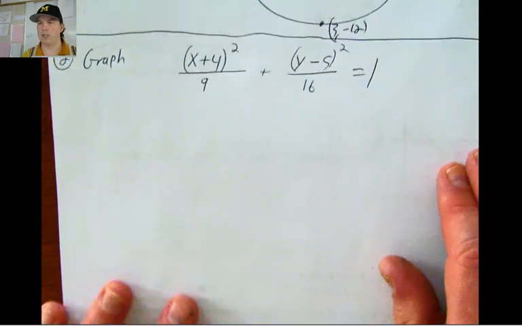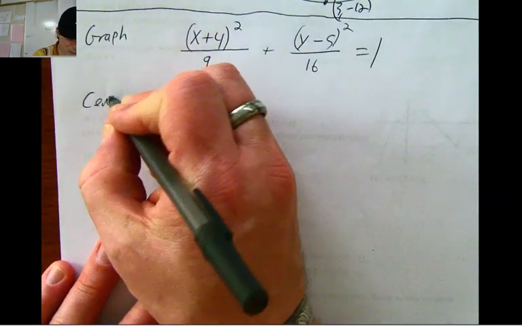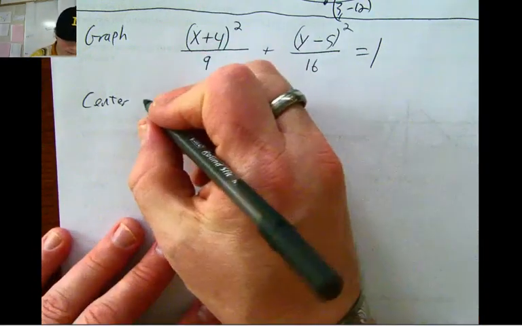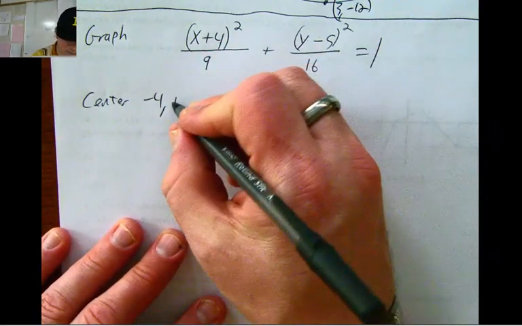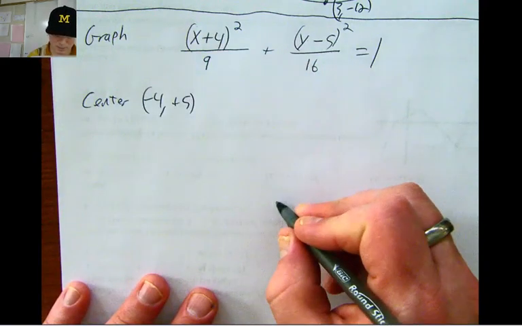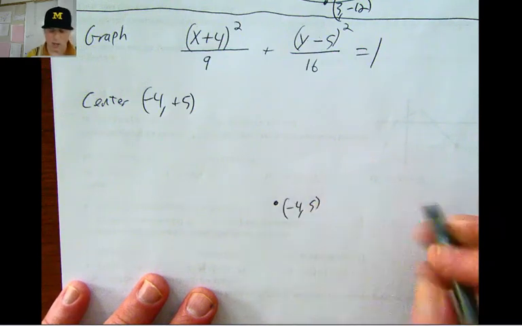Number 2. Same thing about the center. The center is inside this function, so we're going to go with the opposite. So it's at negative 4, positive 5. So that's going to be my center point here, negative 4, positive 5.